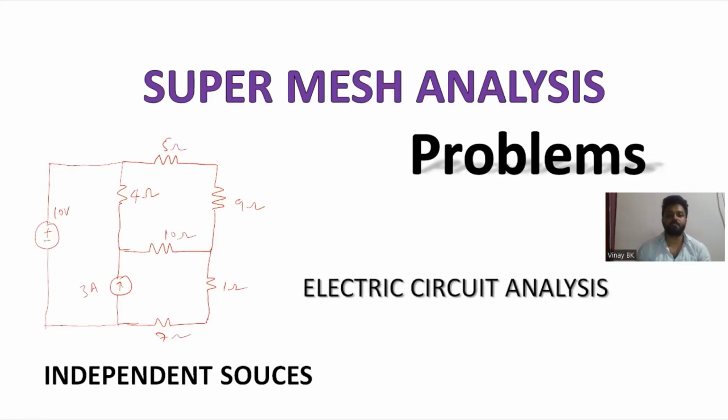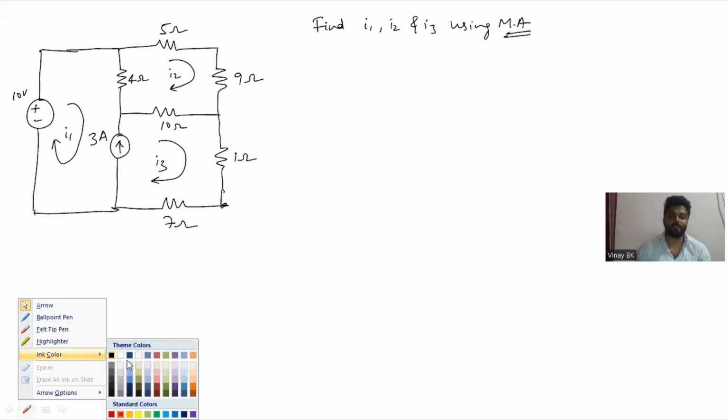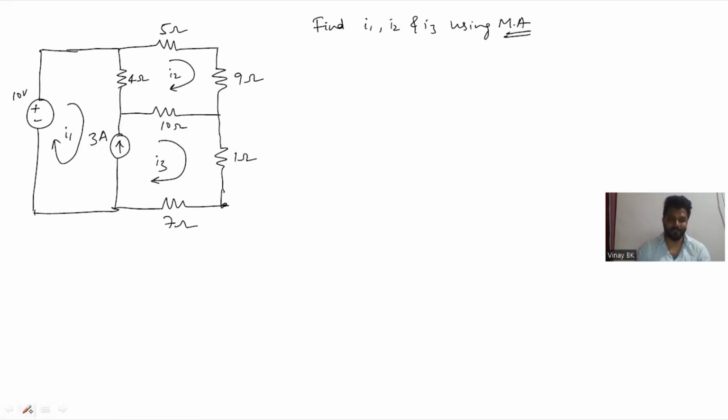In this video, let's solve one more problem on super mesh analysis, from the subject called electric circuit analysis, for independent sources. Look into the problem. They asked you to find the values of I1, I2, I3, and only the direction of current is given. This is a super mesh circuit because there is a current source between two loops.